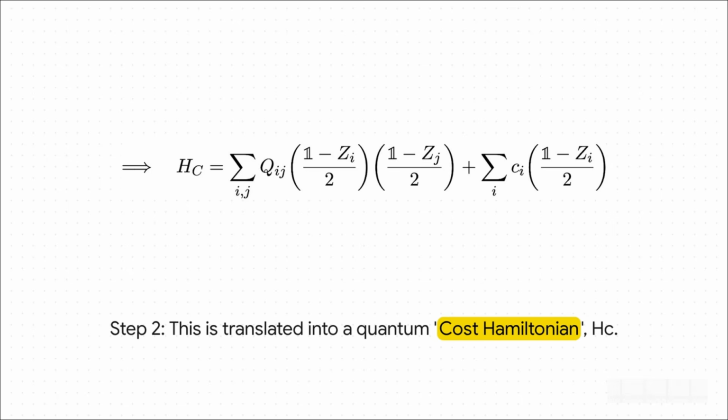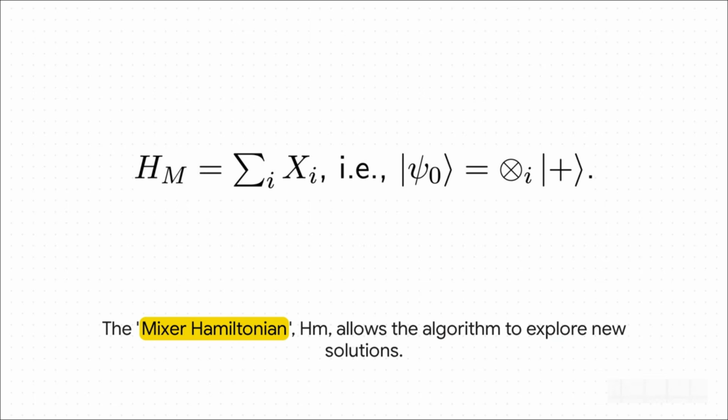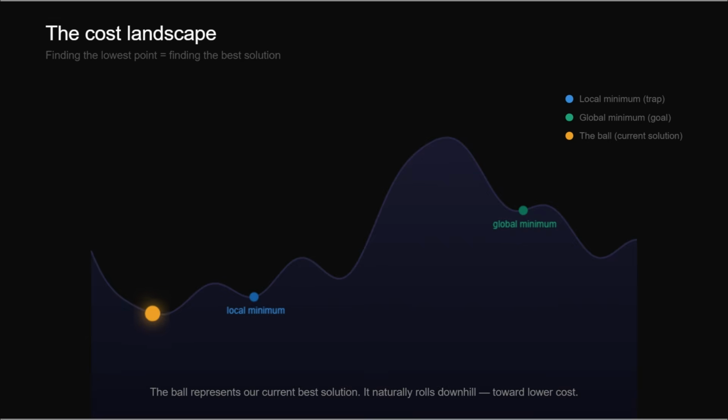It's always pulling the system towards good, low-cost answers, but you could get stuck in a small valley. A pretty good answer, but not the best one. That's where the second instruction comes in, the mixer Hamiltonian. Its job is to give the system a kick, to jiggle it around and help it hop out of those small valleys so it can explore the whole landscape and find the deepest one, the true best solution.